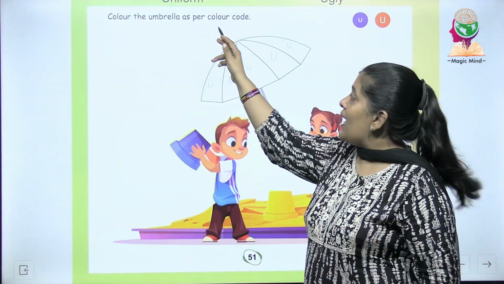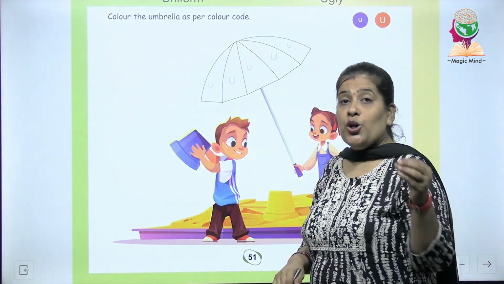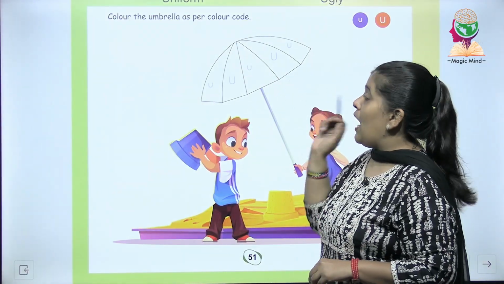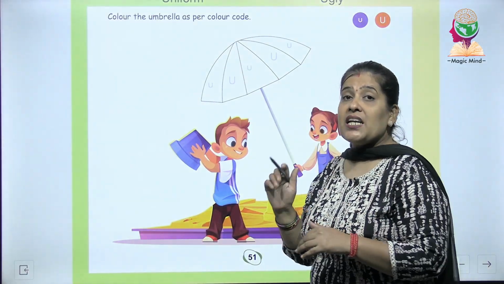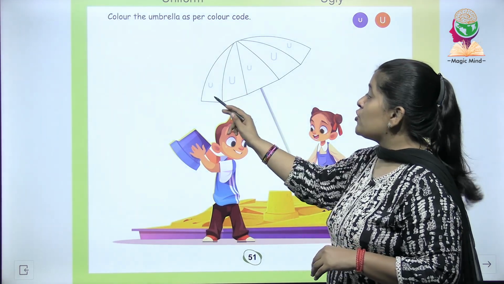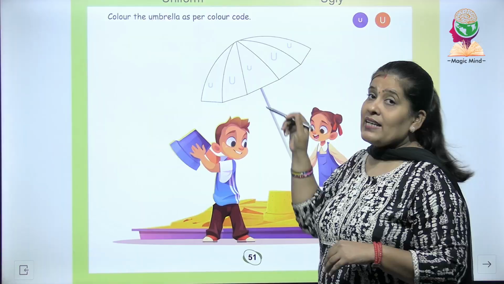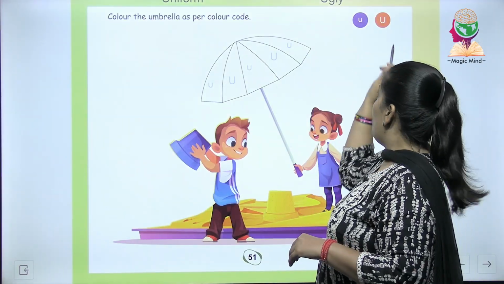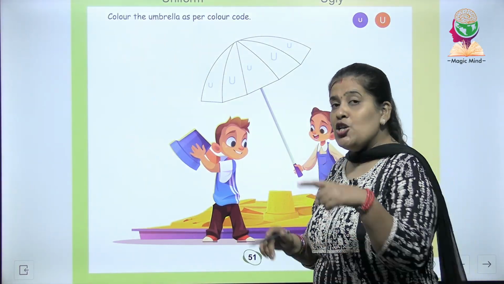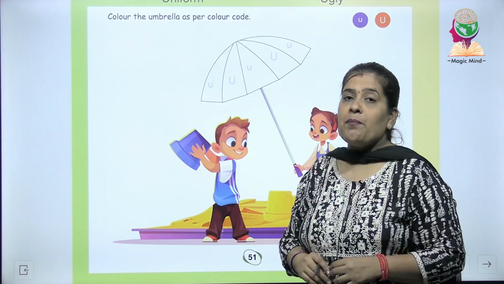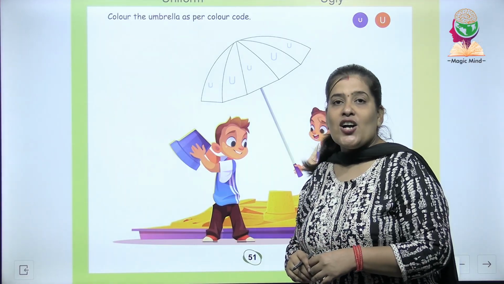Color the umbrella as per color code. Now you have to color the umbrella as per the given color code. For small letter U, you will use purple color. For capital letter U, you will use orange color. So dear kids, this coloring part you have to do by yourself.